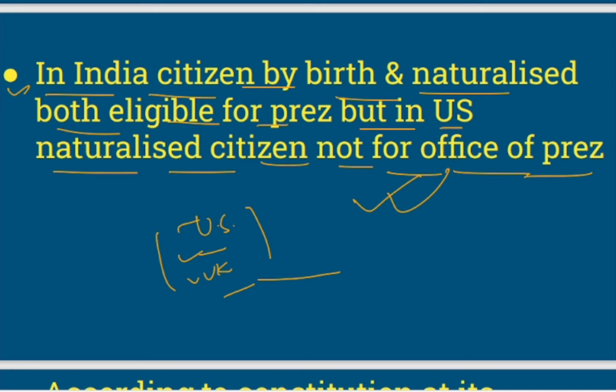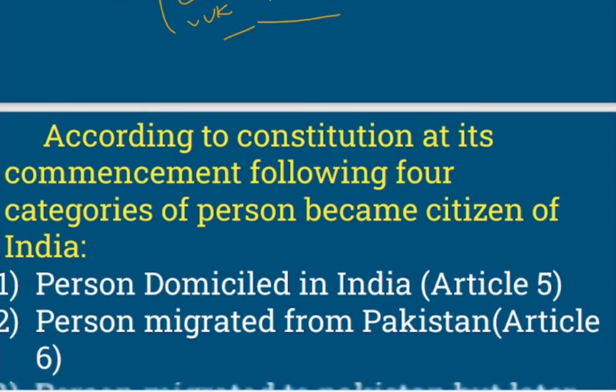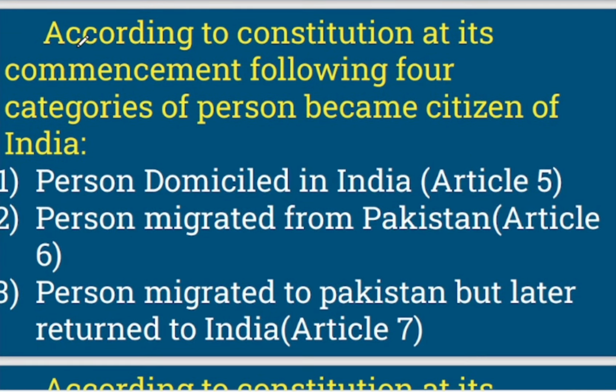Now let's move to the next slide. So according to the constitution, at its commencement, very important, the following four categories of persons became citizens of India. So here I will see Article 5, Article 6, Article 7 and Article 8 of the Indian constitution, and what they say. We just saw at the start of our video that citizenship comes in Part 2 of the Indian constitution, and the articles which are there are from Article 5 to 8, right?